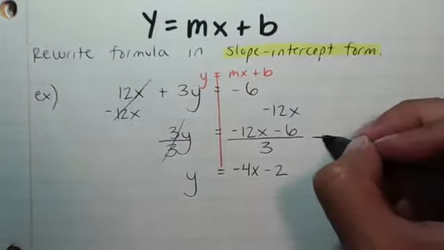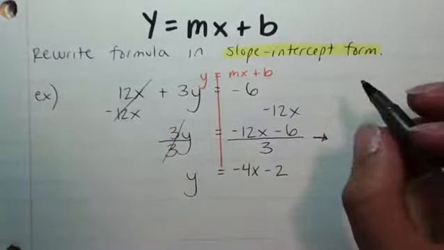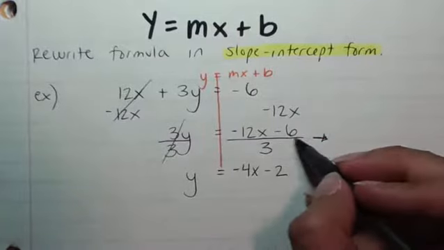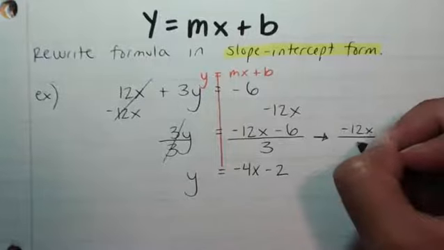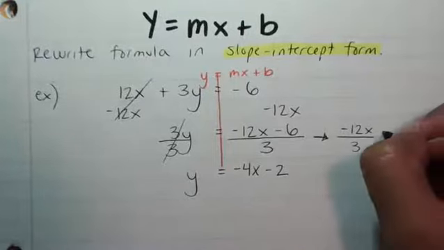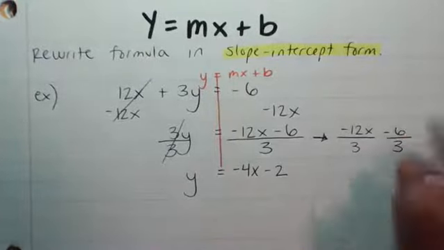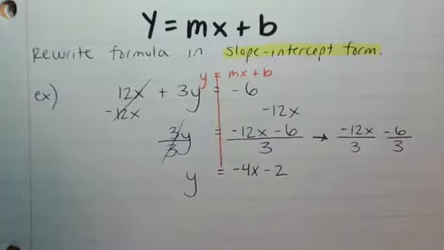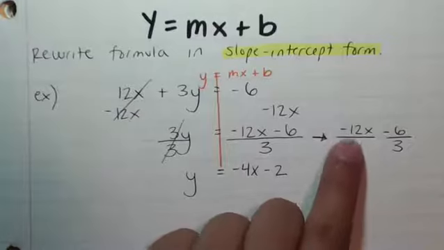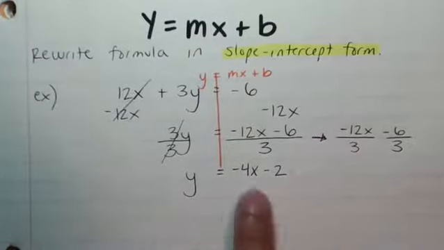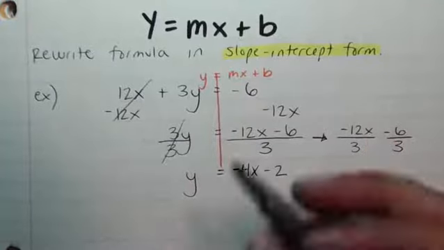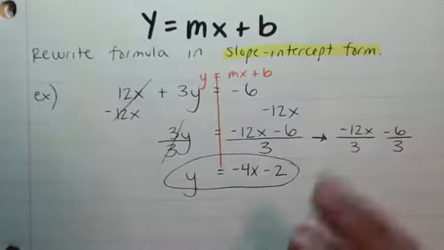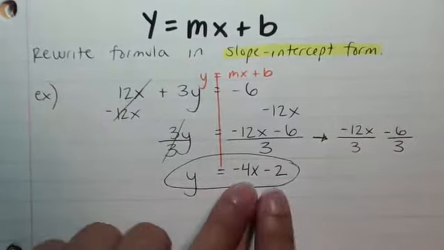Going back to this step right here, all I did, and you can write it this way, I always divide the whole thing by that number, but you could also write it like this, where it's negative 12x divided by 3 minus 6 divided by 3, so it's already separated for you. That's up to you, whatever works best. But either way, negative 12 divided by 3 would be negative 4x. Negative 6 divided by 3 is negative 2. So that is my equation. It's in y equals mx plus b.